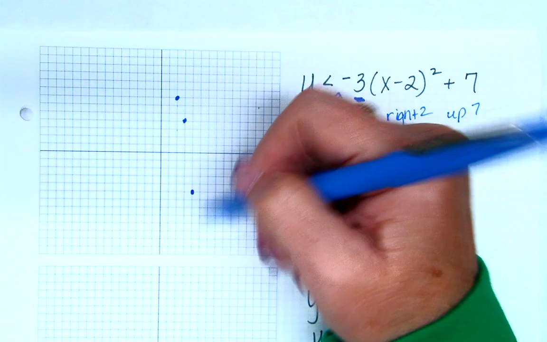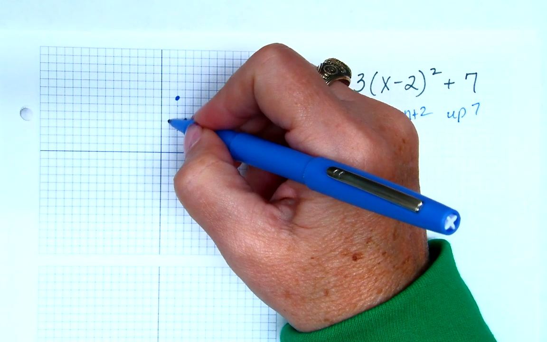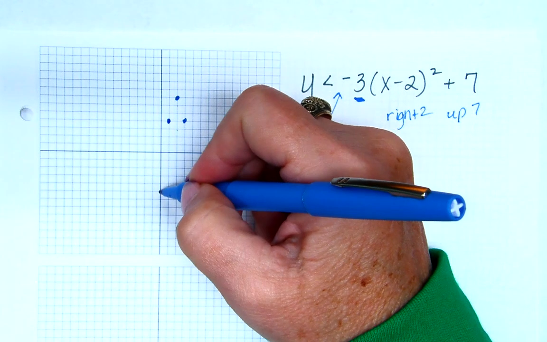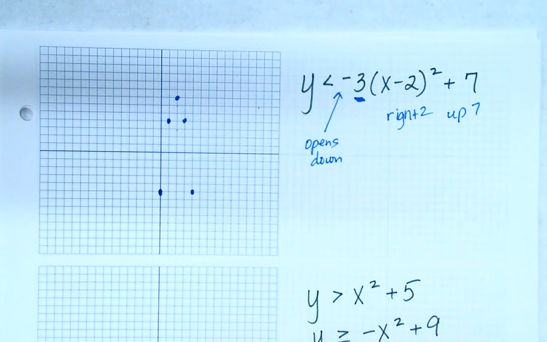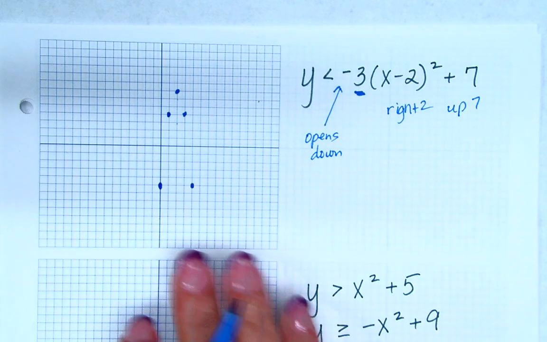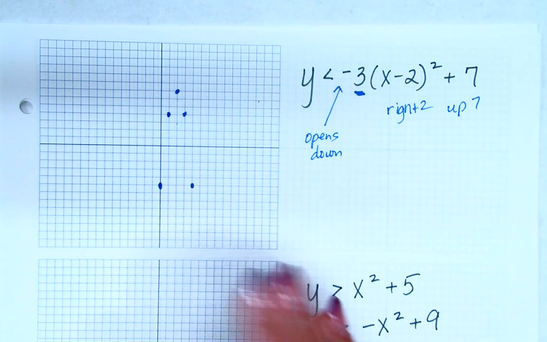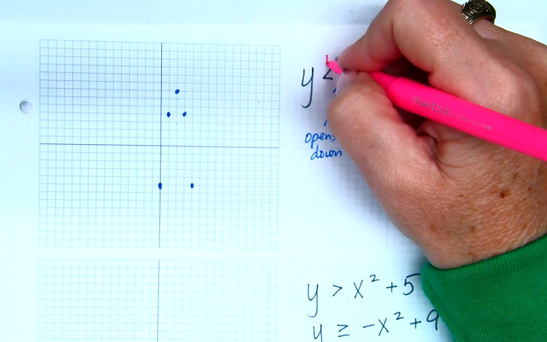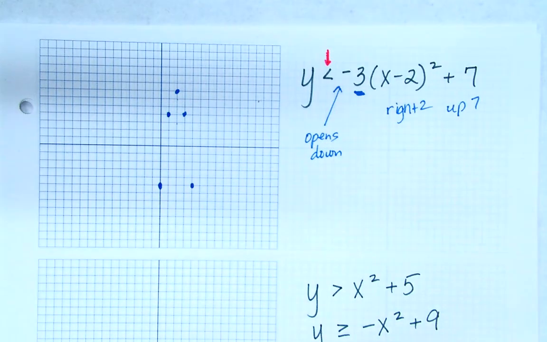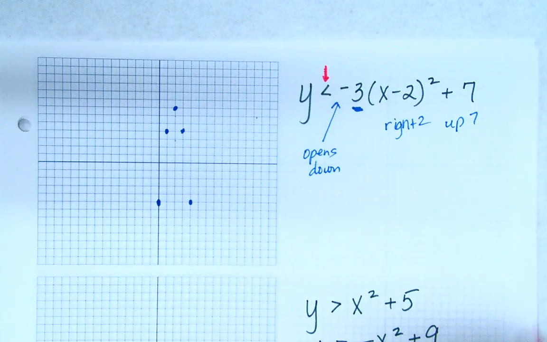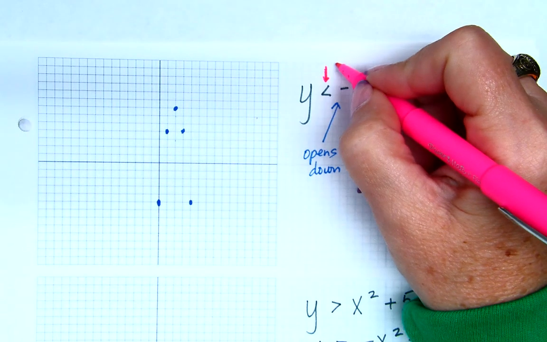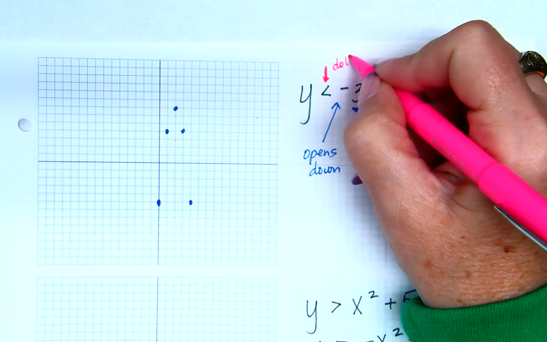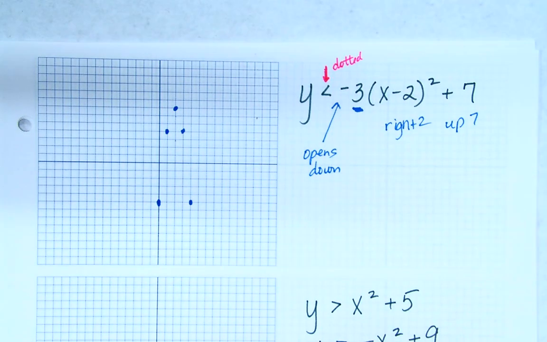There's not enough room. But how many points do I need to make a parabola? 3. Right? Technically 3. 5 lets me see it really easily, right? But I technically need 3, and since I have 3, that's fine. Now, what do I have to be careful about when I go to graph this? What does that tell me right there? That tells me I have to draw a dotted line. Right?